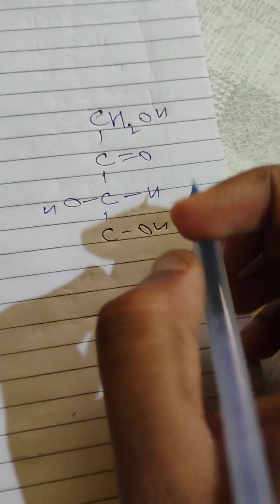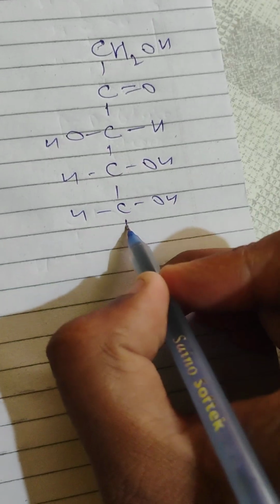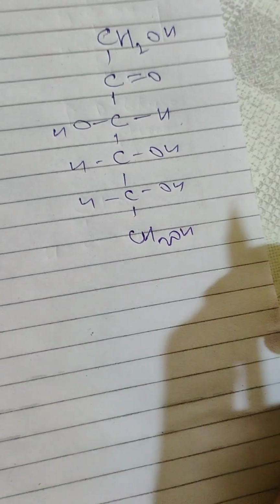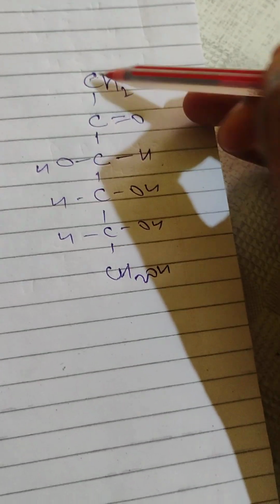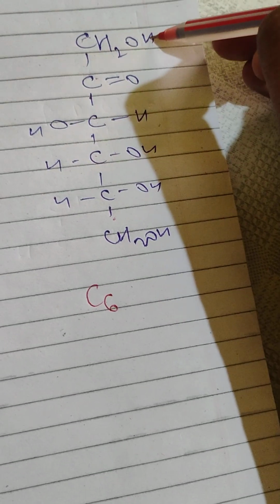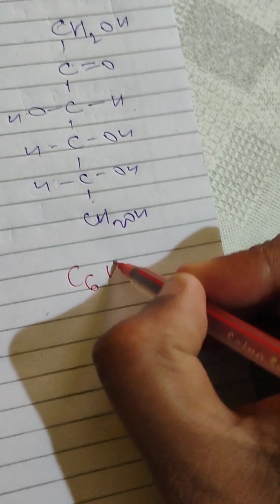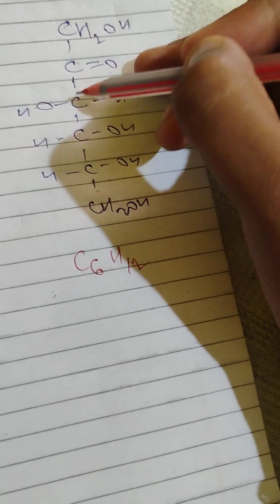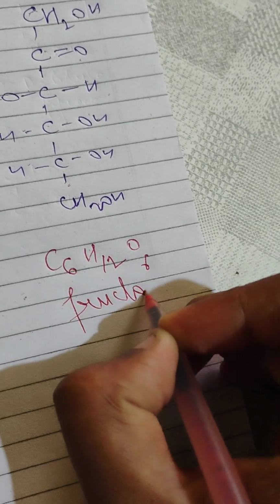So this needs to be followed. Okay, H, OH, OH, H. Okay, so let's count the carbon atoms. 1, 2, 3, 4, 5, 6. So carbon is 6. Now hydrogen: 3, 4, 5, 6, 7, 8, 9, 10, 11, 12. So hydrogen is 12. Oxygen: 1, 2, 3, 4, 5, 6. The oxygen is 6. So this is fructose.